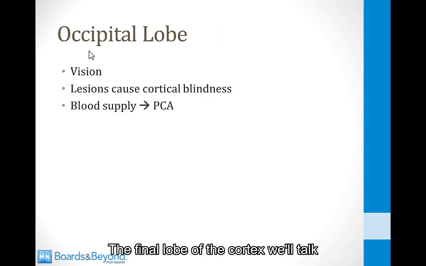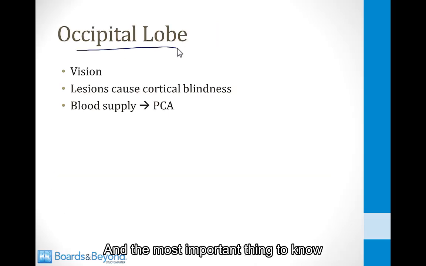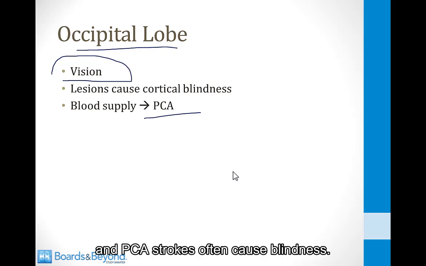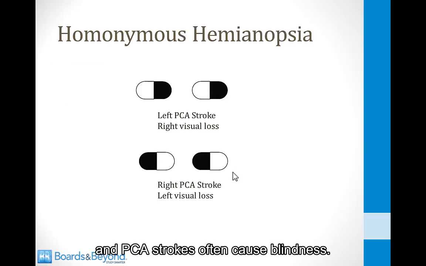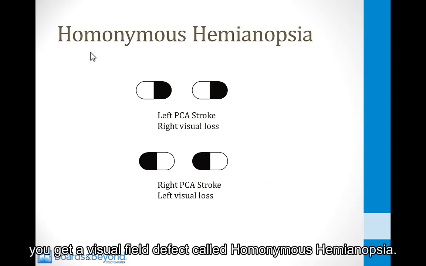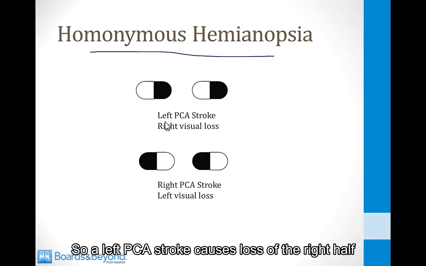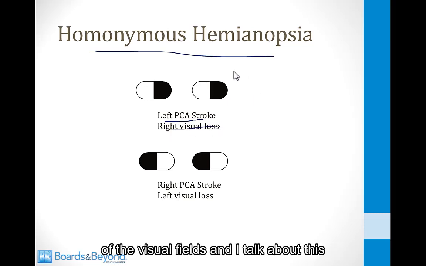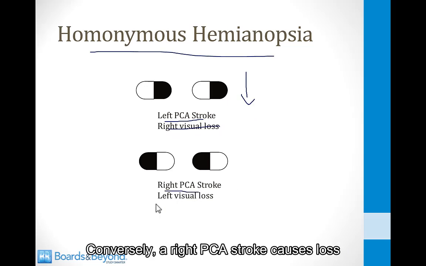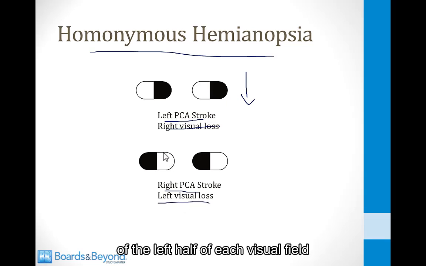The final lobe of the cortex we'll talk about is the occipital lobe, and the most important thing to know about the occipital lobe is that it's responsible for perceiving vision. Lesions here cause cortical blindness, and it gets its blood supply from the posterior cerebral artery, and PCA strokes often cause blindness. If you have a stroke of the left or right PCA, you get a visual field defect called homonymous hemianopsia. So a left PCA stroke causes loss of the right half of the visual fields, and I talk about this in more detail in the eye modules. Conversely, a right PCA stroke causes loss of the left half of each visual field, and that's what I've drawn right here.